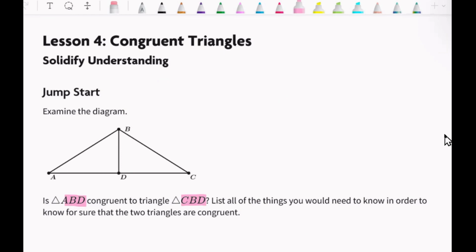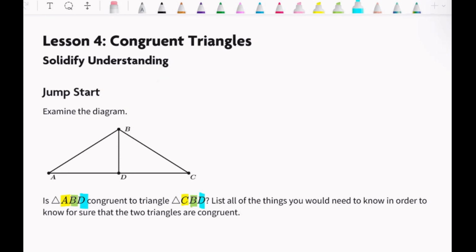So what I mean is when I put certain orders together, the first guy matches or corresponds to the first guy, and the second guy corresponds to the second guy, and so on and so forth. Okay. And it also not only talks about the points, but the sides and the angles. Okay. So when they're basically asking, is ABD congruent to triangle CBD, they're really asking, are they congruent?